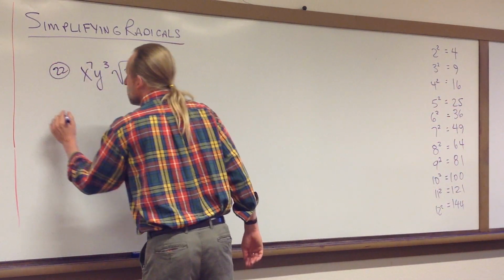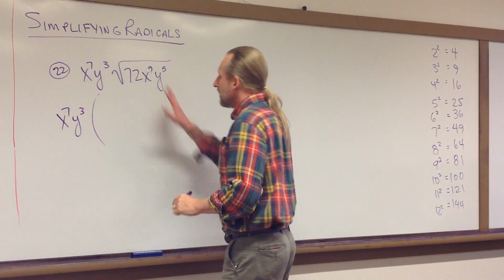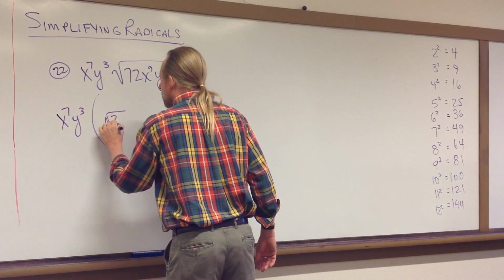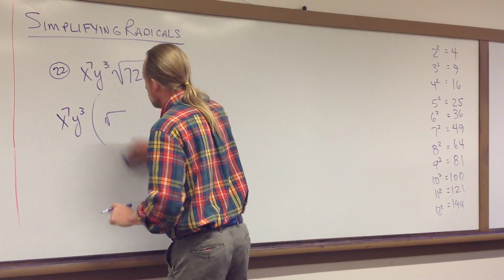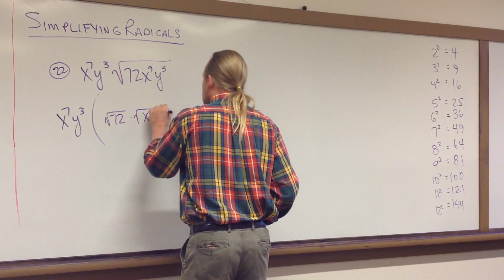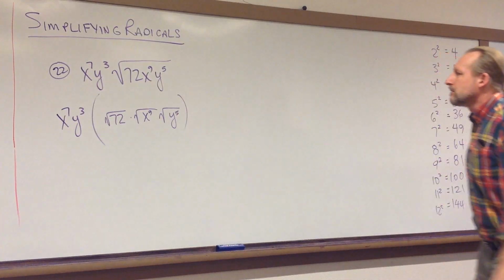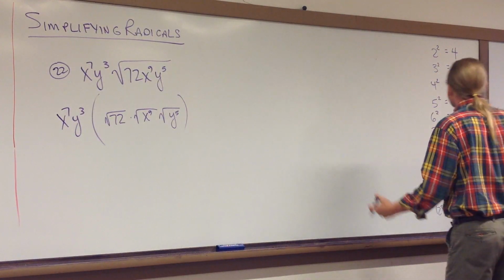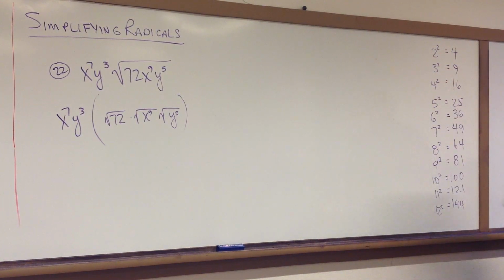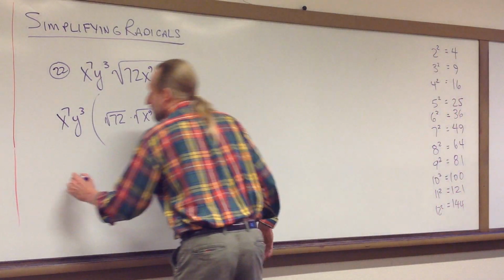Let's see. So again, let's just set these x to the 7th, y to the 3rd aside for a minute, and then we'll have square root 72, square root x to the 9th, square root y to the 5th. Okay, so the 72, there's a variety of ways that we can split this up. It's divisible by 9, right? It's also divisible by 36. It happens to be 36 times 2. So that's how I'm going to split this up.